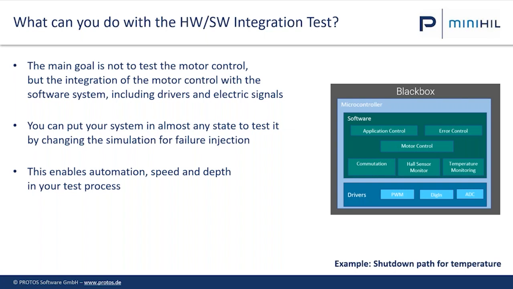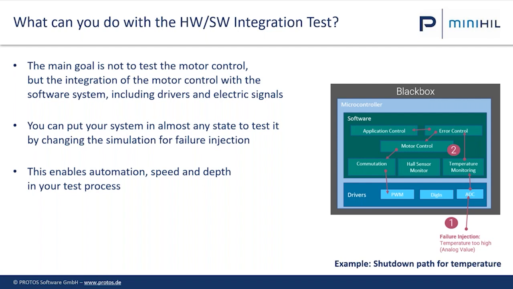So let's have a look at the black box microcontroller. For example, if you want to test the shutdown path for temperature, you need to stimulate the ADC, for example, by providing an analog value at the pin of the microcontroller. Then the changed value cascades through the system. All things are happening in parallel. That's why you need asynchronous test cases, not only synchronous test cases.